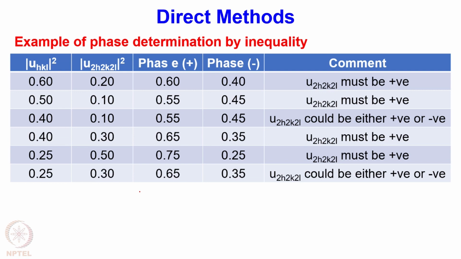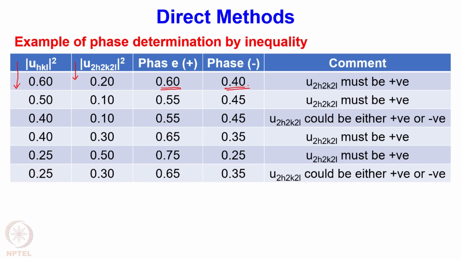Here what we can see is that if I have the values for UHKL square listed in the first column, and the calculated U2H 2K 2L square values, or observed values, listed in the second column, then if the phase is positive, you get the value of the inequality on the right hand side as 0.6, and on the other hand if it is minus you get it as 0.4.